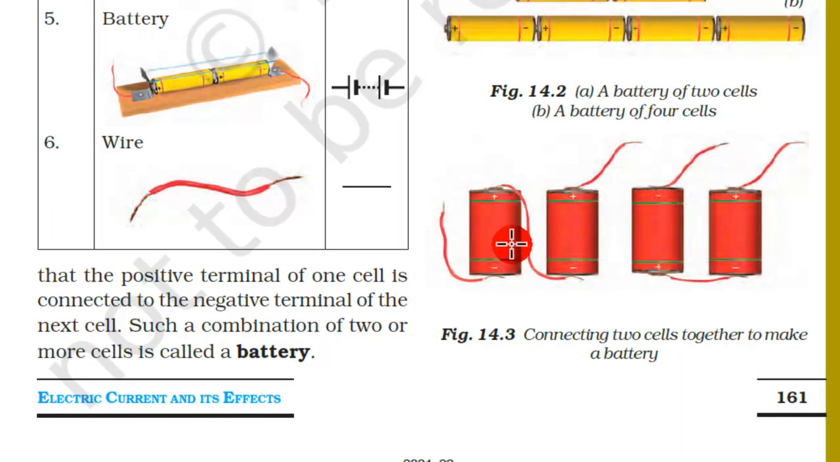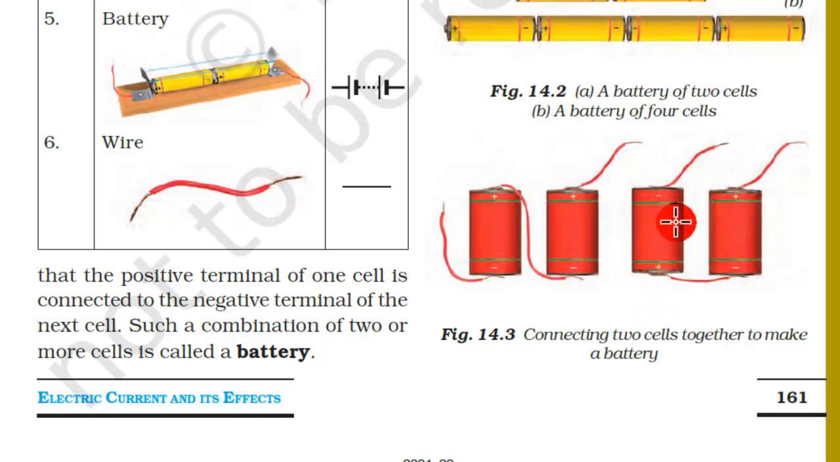But when we arrange the cells like this, this is the negative terminal and this is the positive terminal. So the positive terminal of the cell will connect to the negative terminal of another cell with the help of a wire, and then the positive terminal will connect with another wire like this and become a battery.